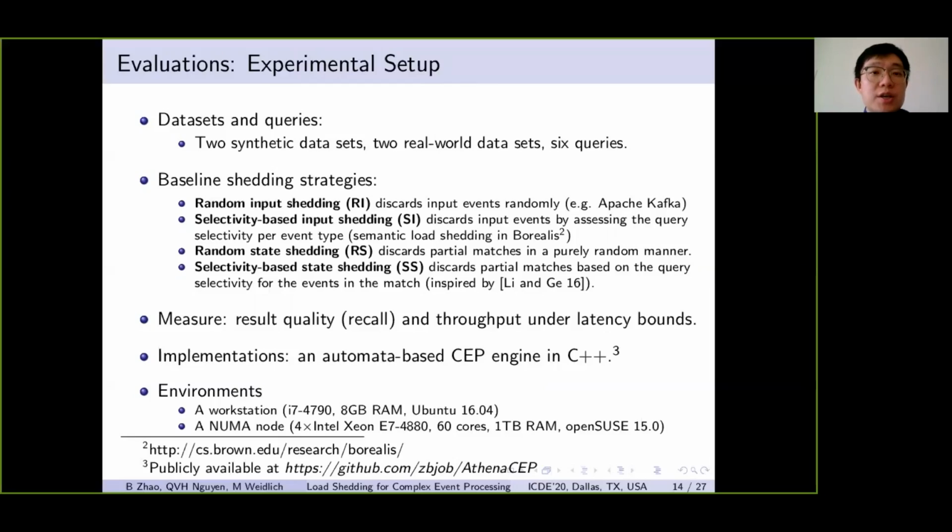We evaluated 6 queries on 2 synthetic datasets and 2 real-world datasets. We compare our hybrid load shedding with 4 baseline approaches: random input shedding, selectivity-based input shedding, random state shedding, and selectivity-based state shedding. We measure result quality as recall and throughput performance under strict latency bounds. We implemented a CEP engine in C++. Evaluations on synthetic datasets were conducted on a workstation. For real-world datasets, we evaluated them on a powerful machine.